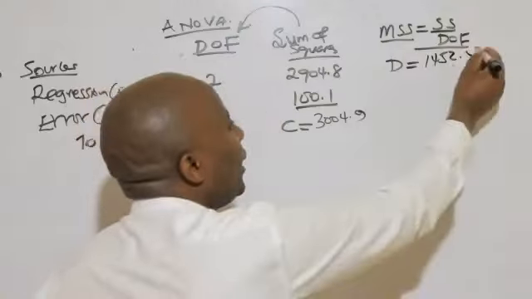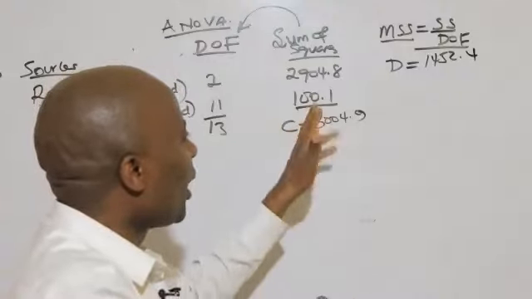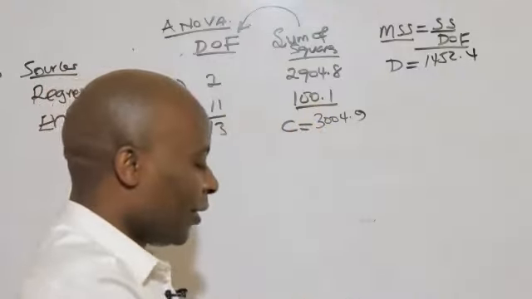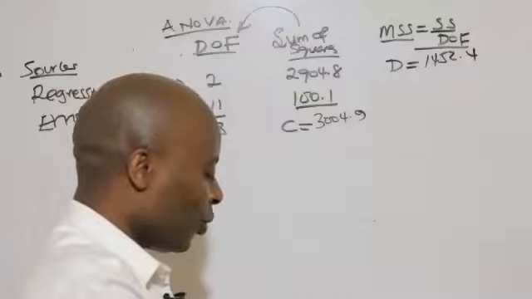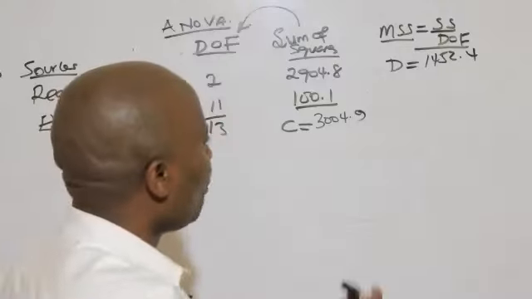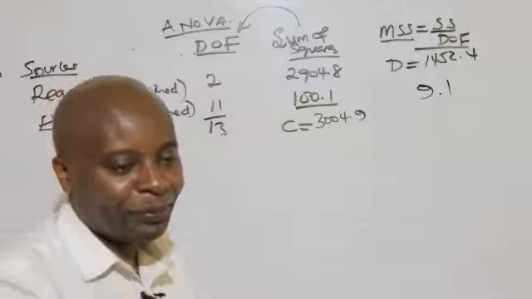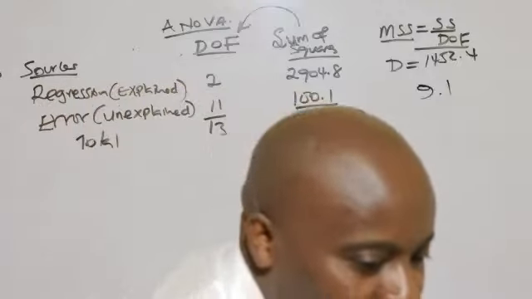And then in this case, just for purposes of knowledge, I can take 100.1 divided by 11. 100.1 divided by 11 will give me 9.1.